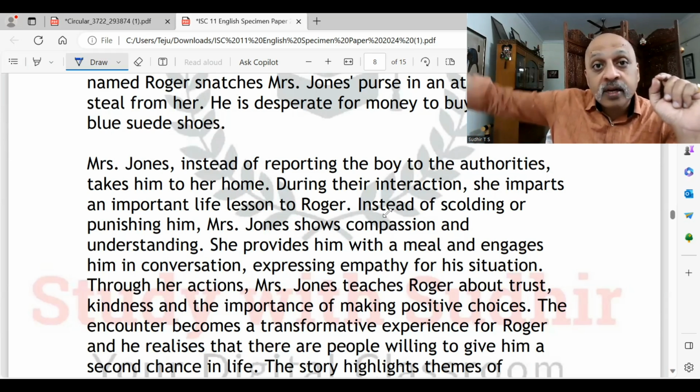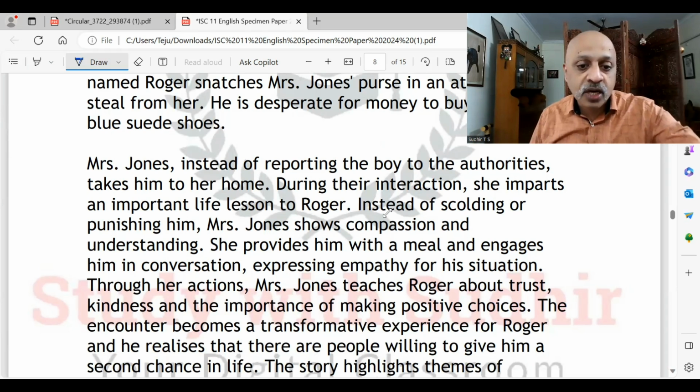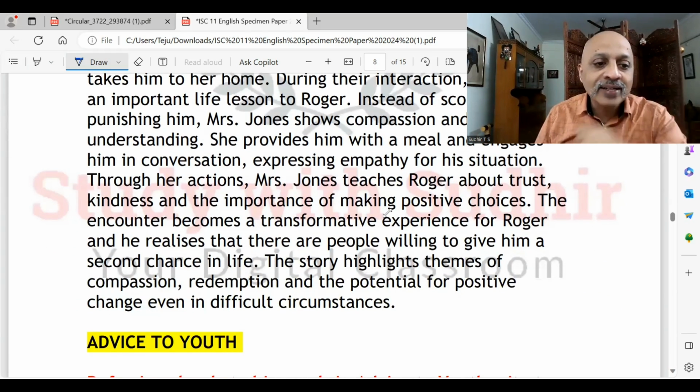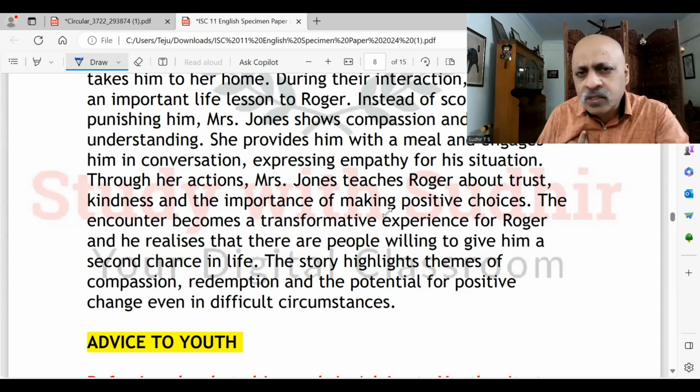Not that he made a mistake once and was put in a juvenile home, that is not what she did. She gives him a second chance in life, and the story highlights themes of compassion, redemption, and the potential for positive change, even if the circumstances are not very easy. Circumstances are not easy for Roger. They are not very great for Mrs. Jones either, right? But that's the choice you make.